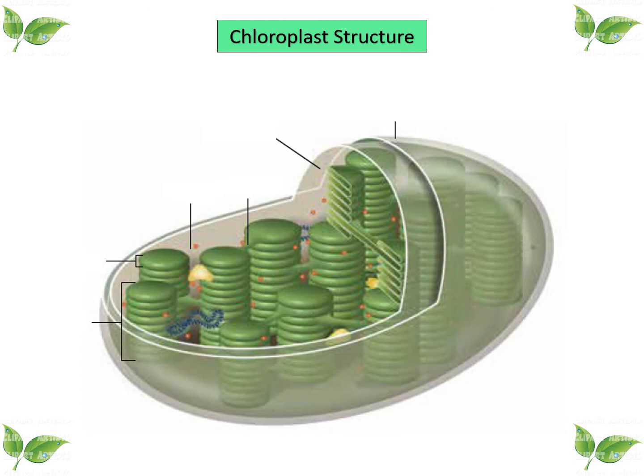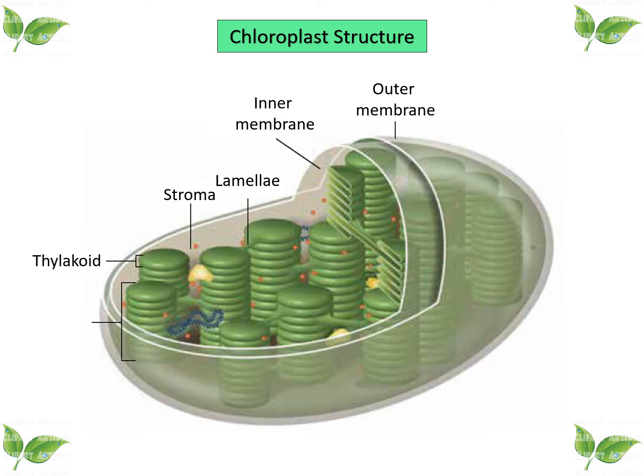Okay, we see the chloroplast structure again. Can you label it? Okay, we do it together. So this one is outer membrane, inner membrane, lamellae, stroma, thylakoid, and granum.